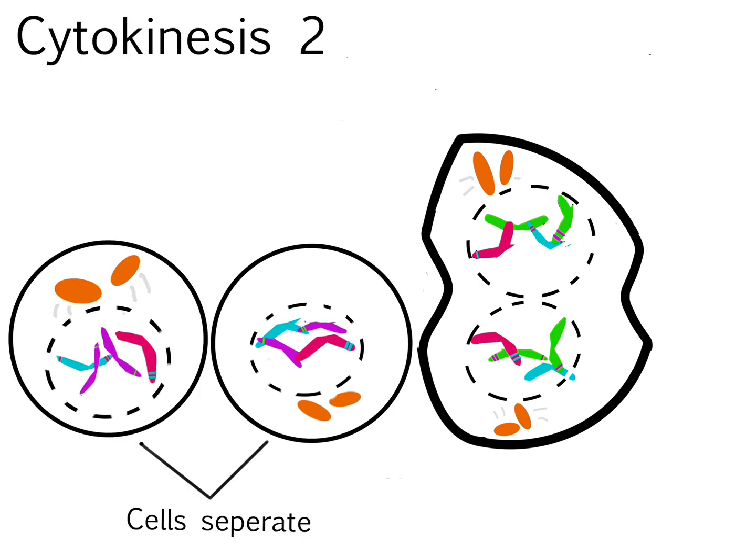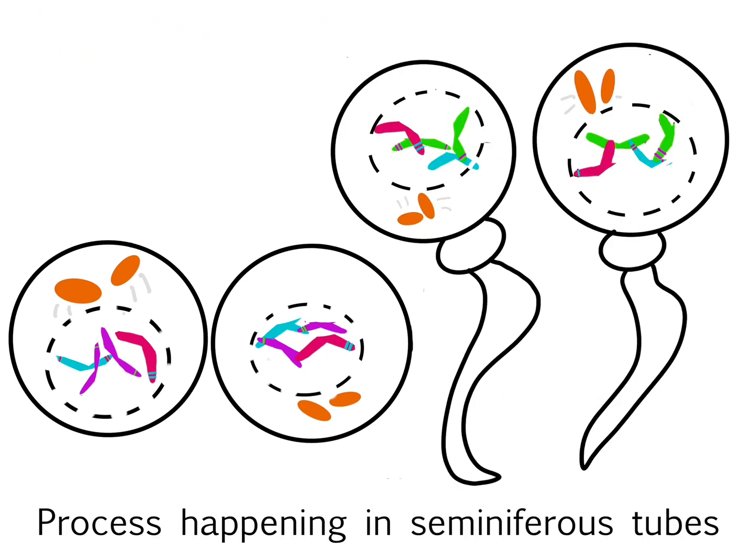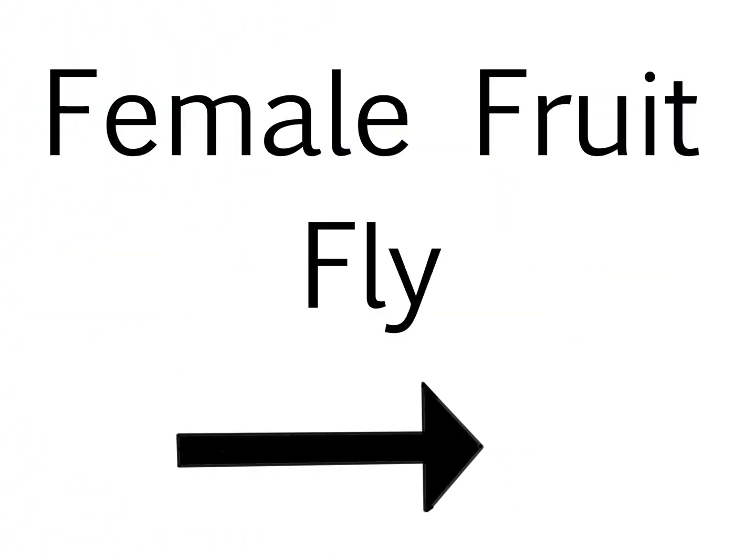Again, to restate what I said earlier, the fruit fly is male, so this process is happening in the seminiferous tubules, and the end result will be 4 sperm cells, because the division of the cytoplasm and our male gametes were divided equally. If this was a female fruit fly, this process would be happening in the ovaries.